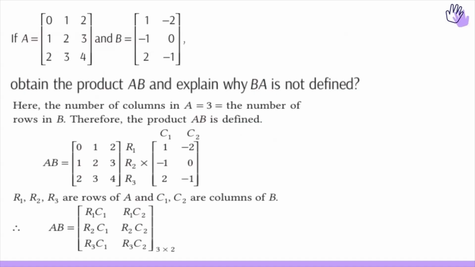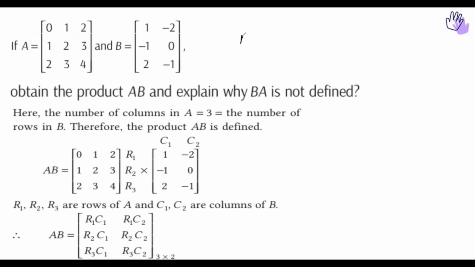So for example, if A is the matrix 0, 1, 2; 1, 2, 3; 2, 3, 4, and B equals 1, minus 2; minus 1, 0; 2, minus 1. Obtain the product AB and explain why BA is not defined. Okay. So now they're asking us to find the product AB, right? For the product AB to be defined, as we have discussed, the number of columns in A should be equal to the number of rows in B.